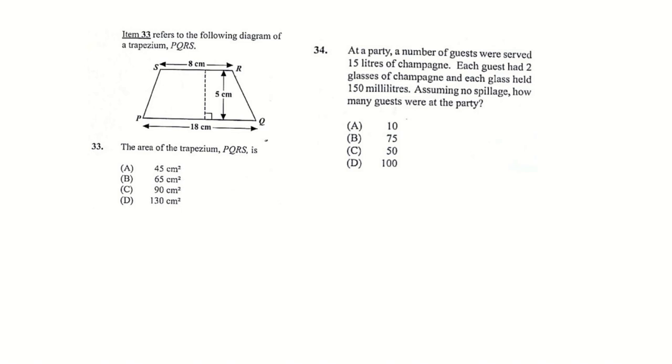What is the area of a trapezium? We did this question just now. 8 and 18 is 26. A half of 26 is 13. 13 times 5 is 65. So the answer is B.